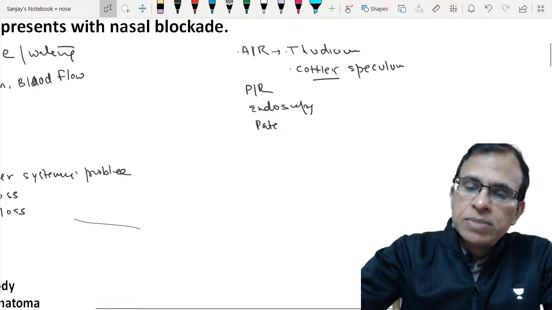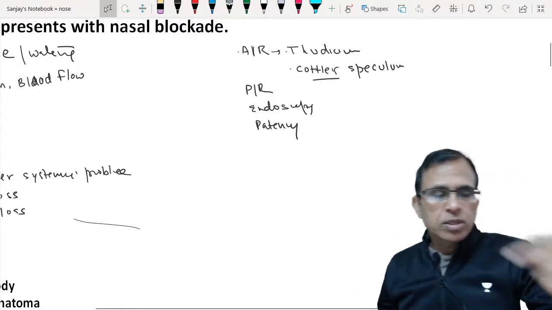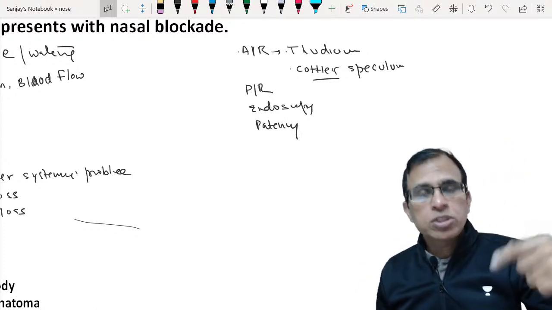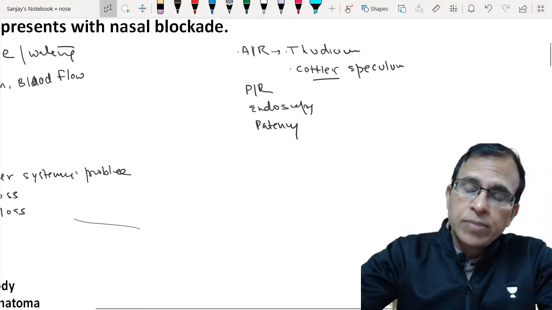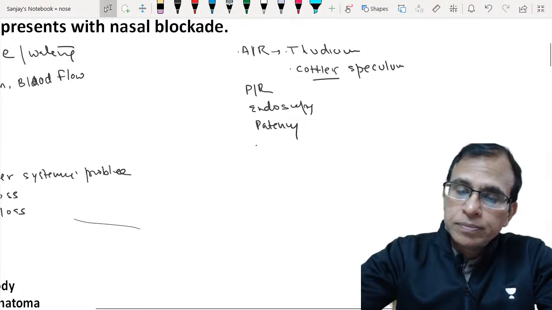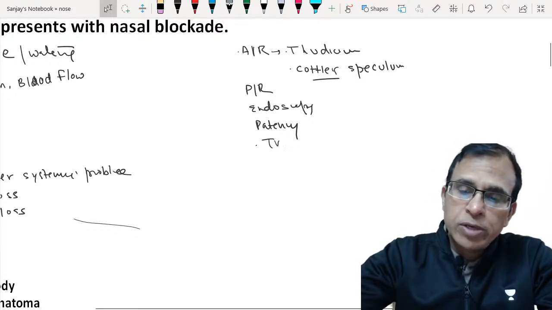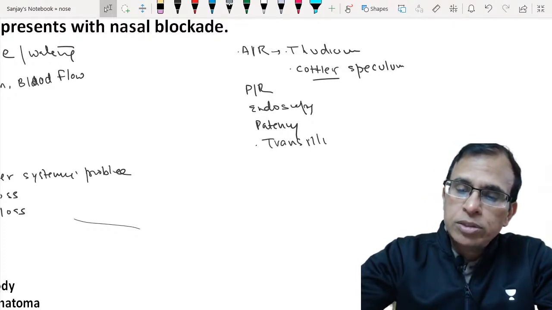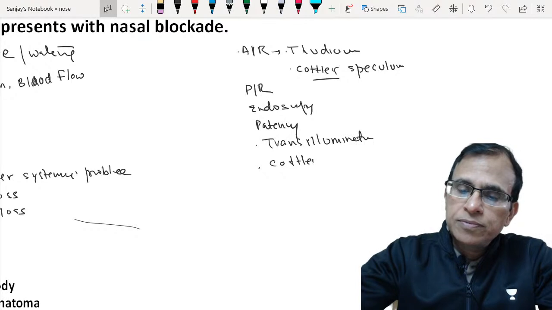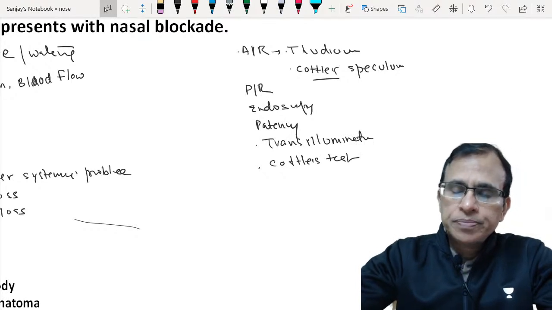Patency test. Patency test means you check whether the flow of air through the nose is normal or not. Then, if you suspect sinusitis and all, a trans-illumination test might be required. In case of DNS, you might have to do Cottle's test. We'll discuss all this. I'm just mentioning now.